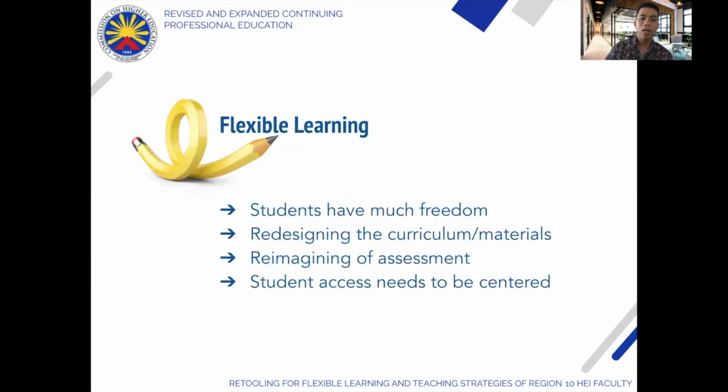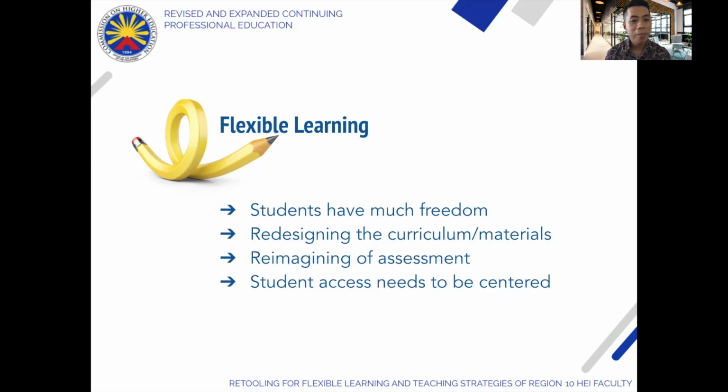teaching environment. Okay? However, as critical teachers, we always have to take note that in flexible learning environments, students have much freedom. As I said earlier, we have to decenter our power because this is about them. That's why we're doing this, right? We have to redesign the curriculum and materials to fit the context and also to fit the realities that many of our students right now may actually encounter challenges.